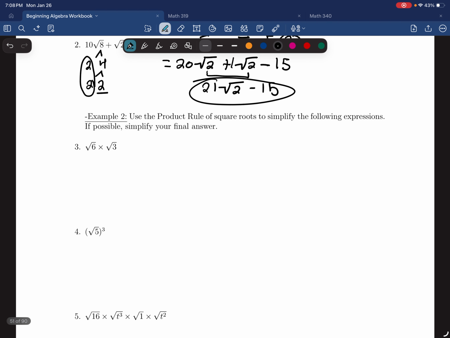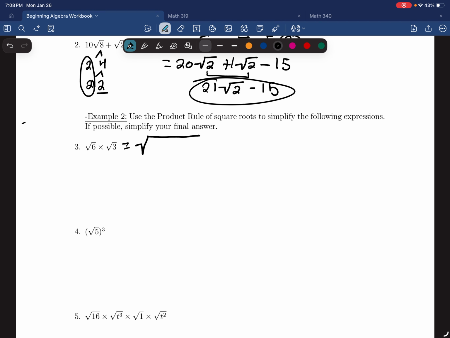Looking at example 2, we now are going to be dealing with multiplying square roots. So use the product rule of the square roots to simplify the following expressions. And if possible, we're going to fully simplify our square root. Alrighty. So for example 3, we have square root of 6 times the square root of 3.